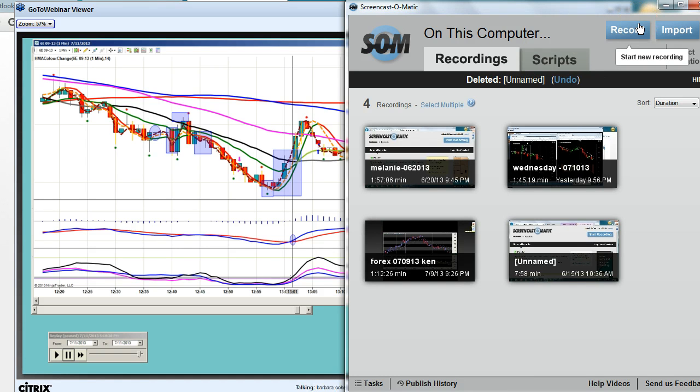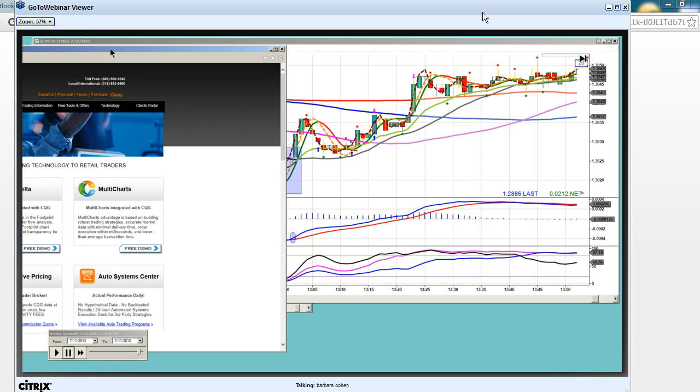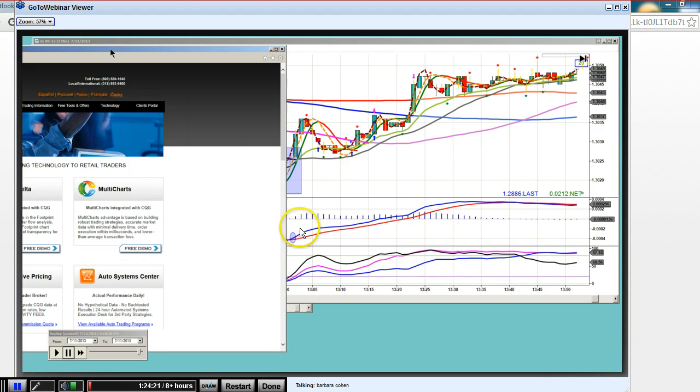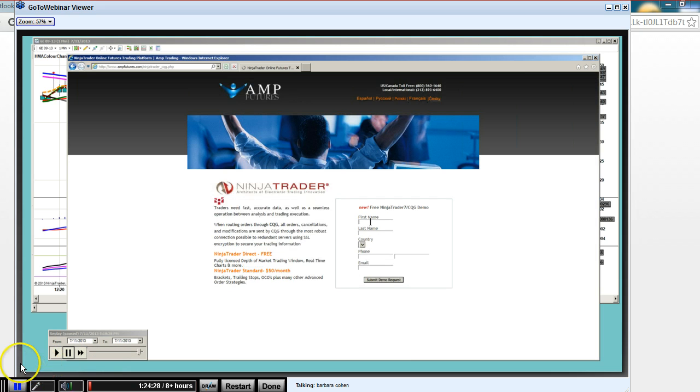Can you show where we find the downloaded AMP? Sure. You simply go to ampfutures.com, and it doesn't matter if they're not your broker. You can just simply download it from there. It'll just add to your license, and you just go to online platforms on the top. Click on NinjaTrader, choose whatever data feed you're using, and when you click on it, it's going to ask you to put in your information. So you just put in Melanie, blah, blah, blah.